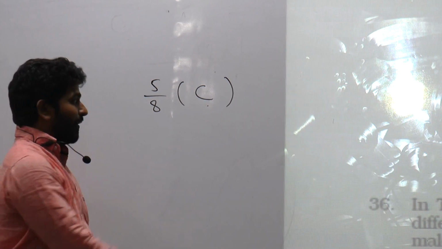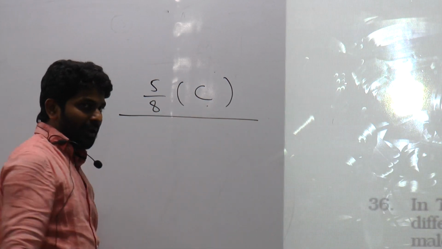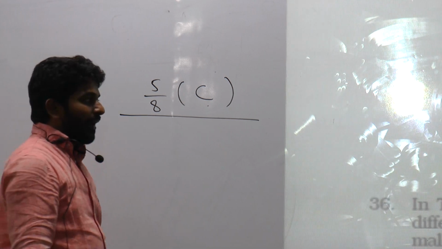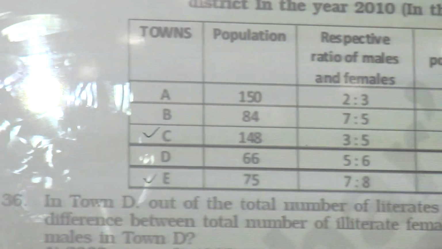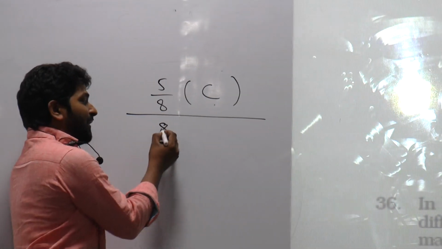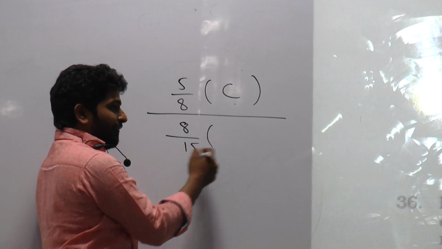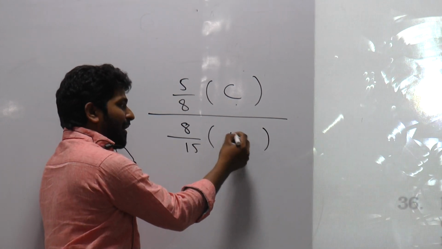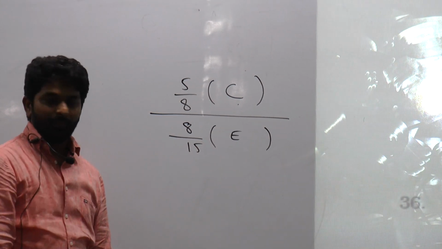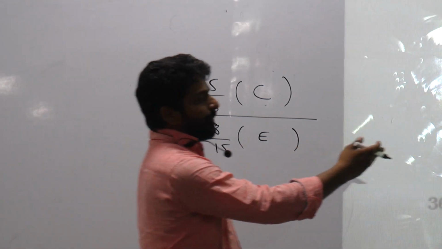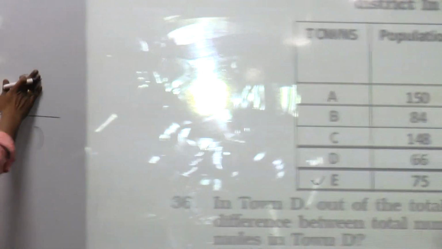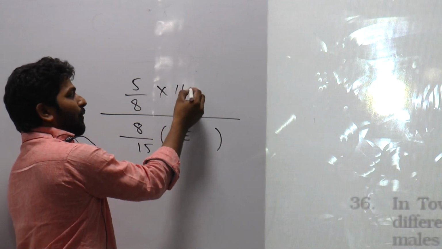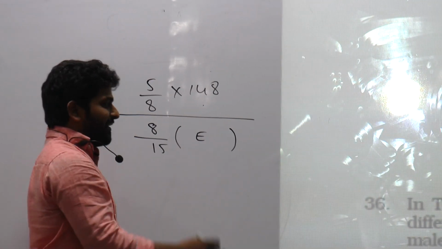You are asked about the ratio. A is to B or A by B. And from E, how many total parts do we have? Out of 15 parts, 8 parts are female. So here I can say 8 out of 15, 8/15th of the total population from E are female. Now, what is the total population from C? 148. So C occupies 148, and from E 75.